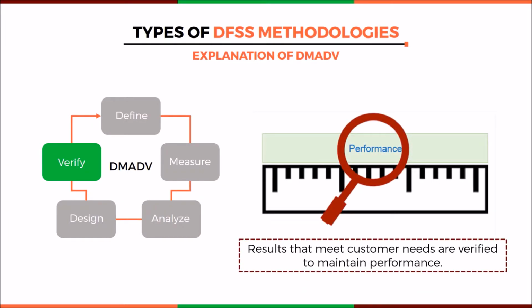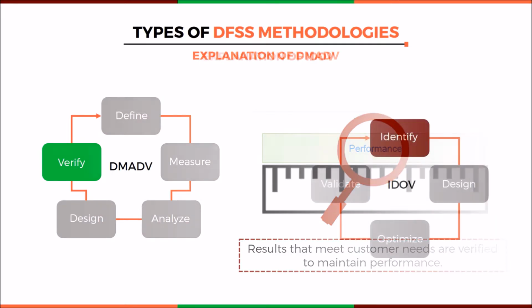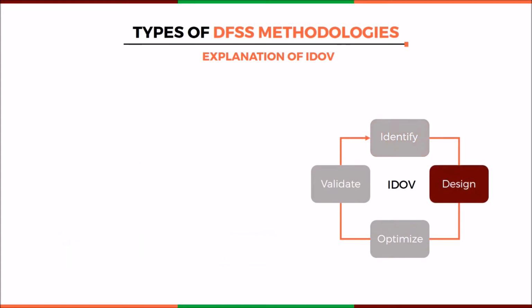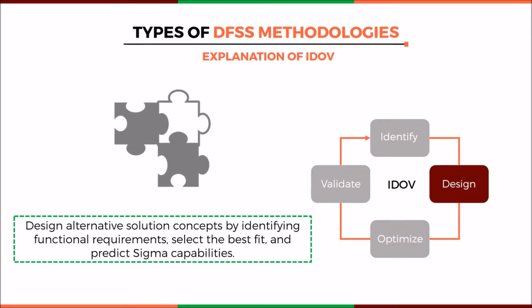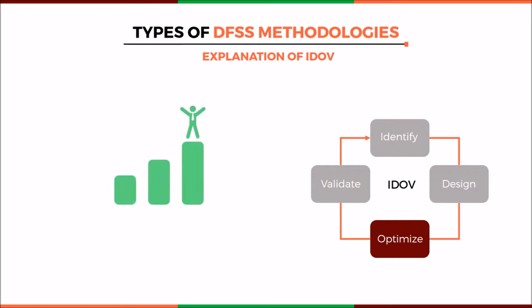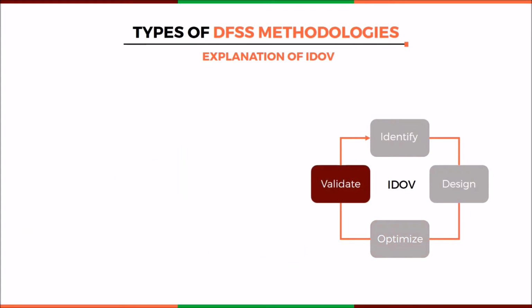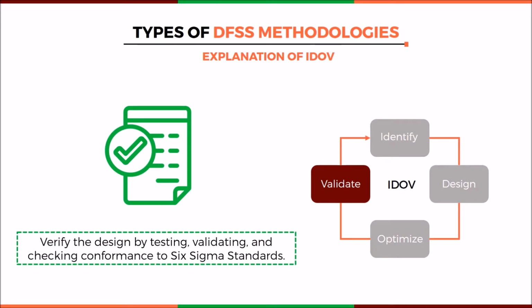In IDOV, the I is for Identify. Here, the customer needs and specifications are identified to design the product or service. Next, D is for Design. Design alternative solutions by identifying functional requirements, selecting the best fit, and predicting Sigma capabilities. Basically, in the design step, we determine the best solution. O is for Optimize. Optimize by calculating tolerance using statistical tools and modeling to predict performance. The V is for Verify. Verify the design by testing, validating, and checking conformance to Six Sigma standards.